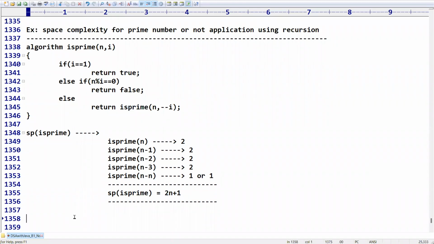Please confirm, do you have any doubt on this algorithm? Yes, I am requesting everyone to please respond. Do you have any doubts up to this?